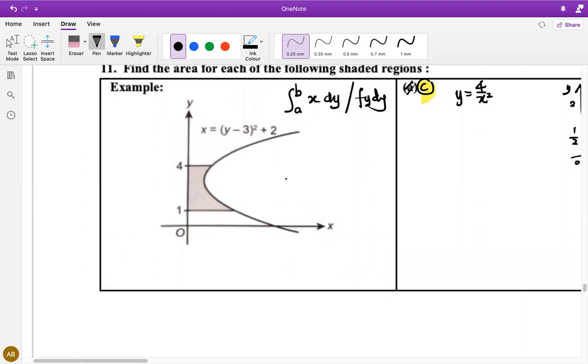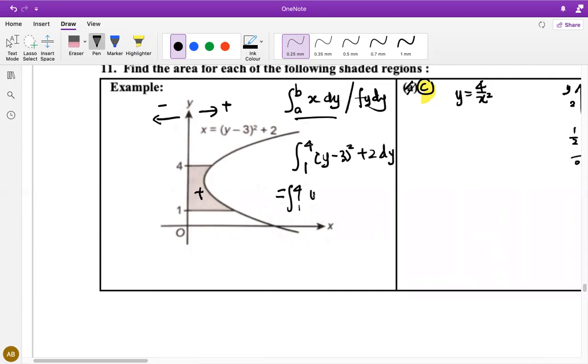So how to find? Okay, so you see that is already given x equals (y minus 3) squared plus 2. So we want to find this area. So therefore it is 1 to 4. Then we have to check again. On the right is positive, on the left is negative. So here is positive, so no need to use modulus. So you use this formula. Then you have (y minus 3) squared plus 2 dy.